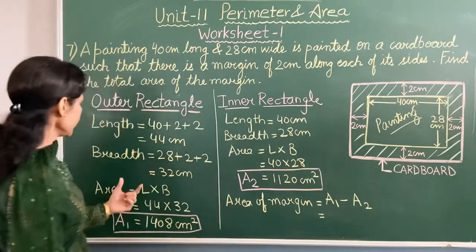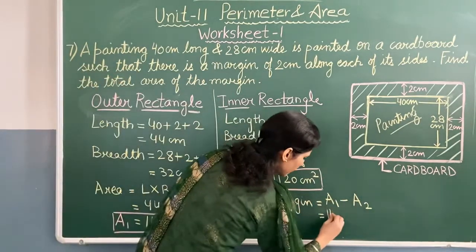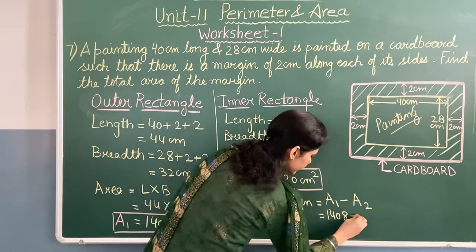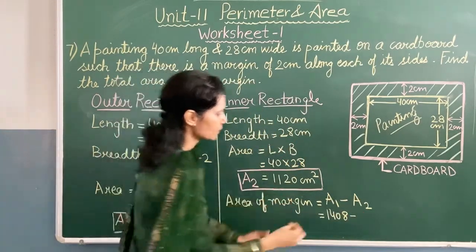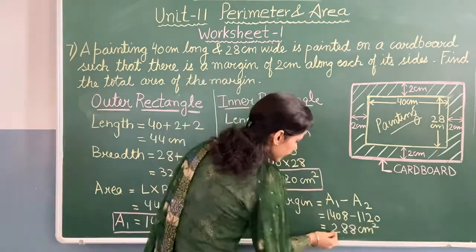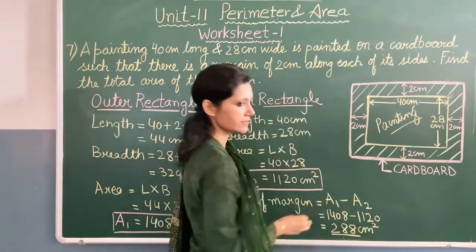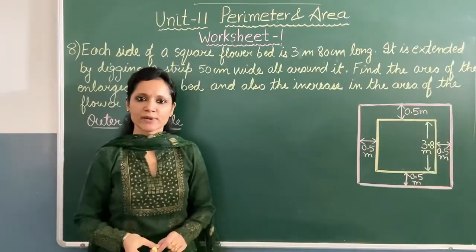What is A1? A1 is 1408 minus what is A2? 1120. So this comes out to be 288 square centimeters. Next is question number 8.